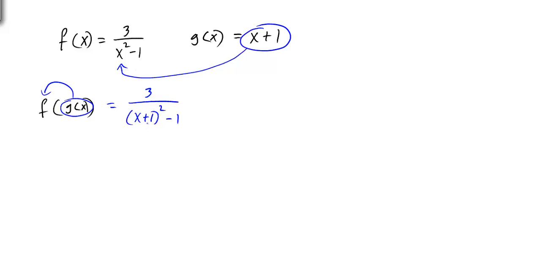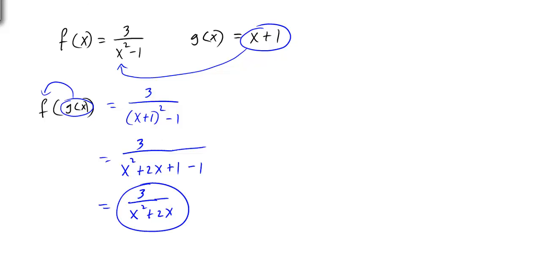And here we could actually do a little bit of simplification. We could square this. We could leave it in this form. We could square the x plus 1, and that would become x squared plus 2x plus 1 minus 1. And then we could cancel the 1's out, so we'd have x squared plus 2x. Because here we'd have plus 1 and minus 1 to cancel.